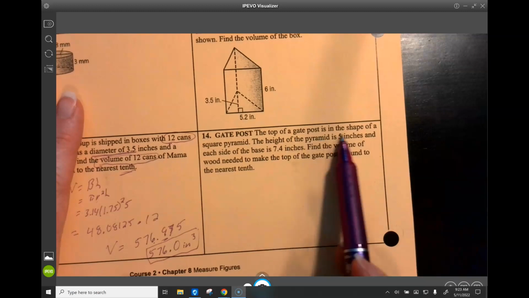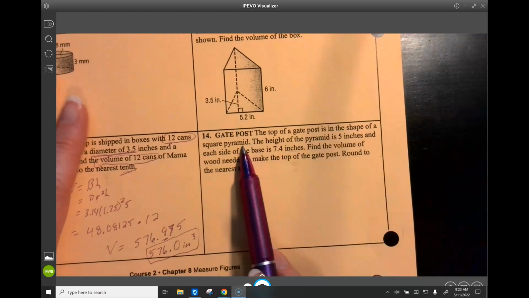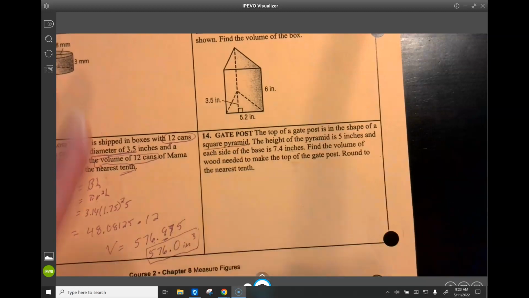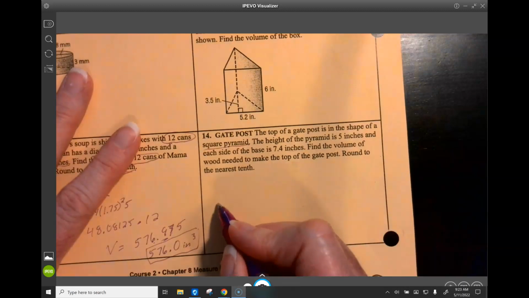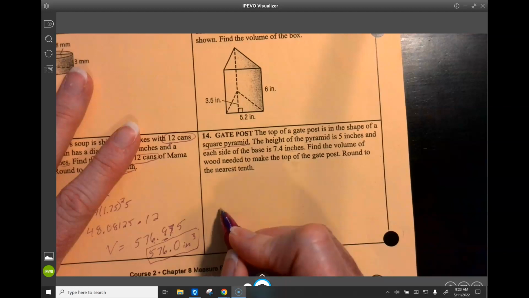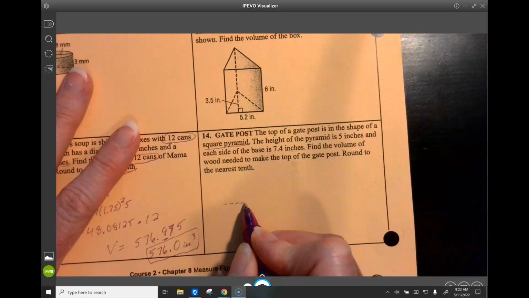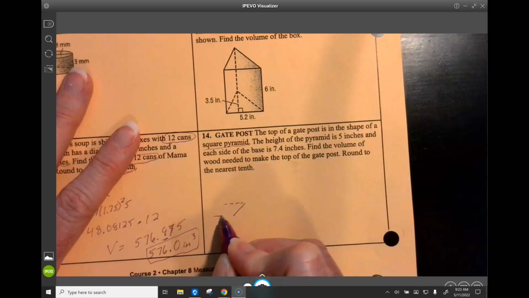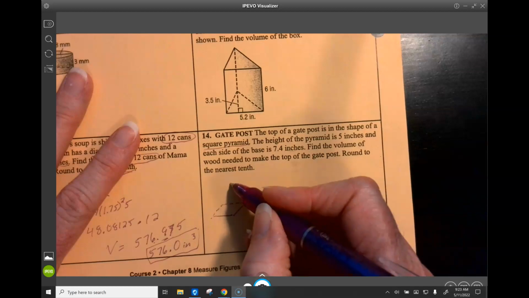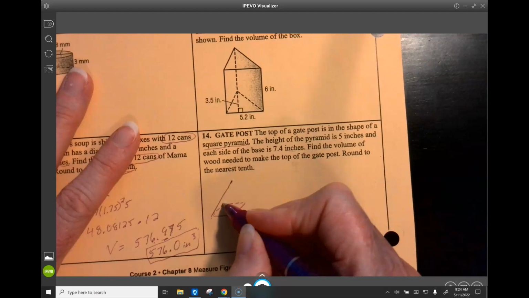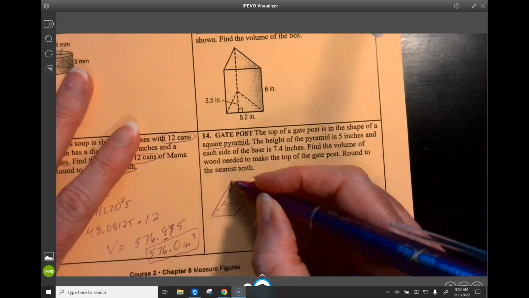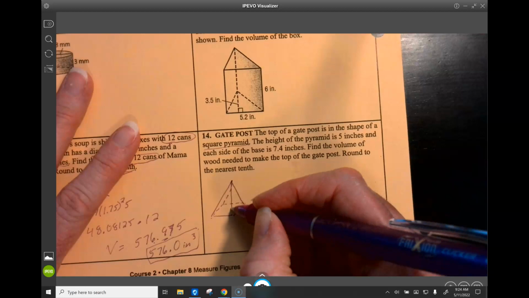Number 14: the top of a fence post is the shape of a square pyramid. Pyramids. These are a little harder to draw, but I'll try. So you draw a parallelogram. You have to realize 2 of the sides would not be seen. Then you put an apex up here someplace, and this is one I don't see, and this is one I see, and this is one I see.